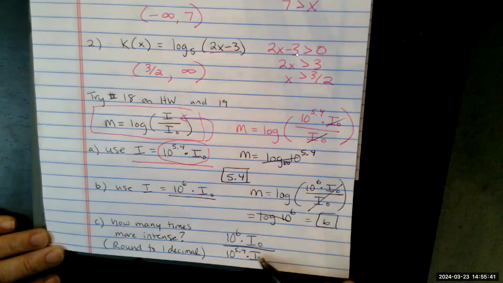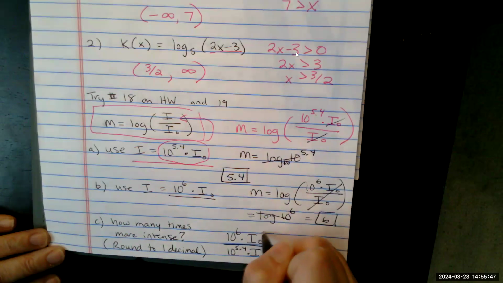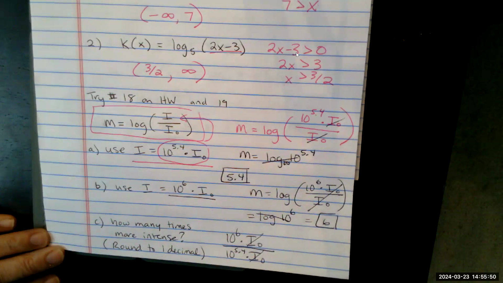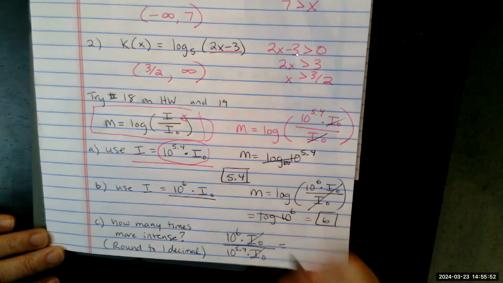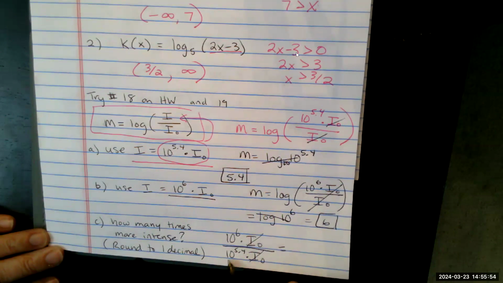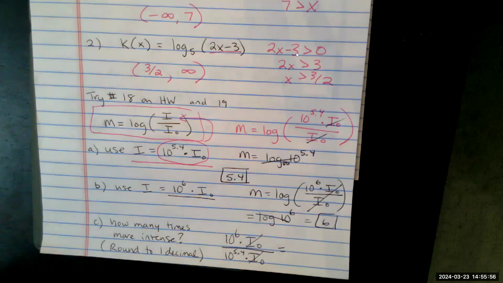Again, it's weird that both of them had this weird times I sub 0 when we don't even know what that is. But because they both had it, again, it doesn't matter what it is. So all we really need to do is 10 to the 6 divided by 10 to the 5.4. And they asked us to round to 1 decimal.